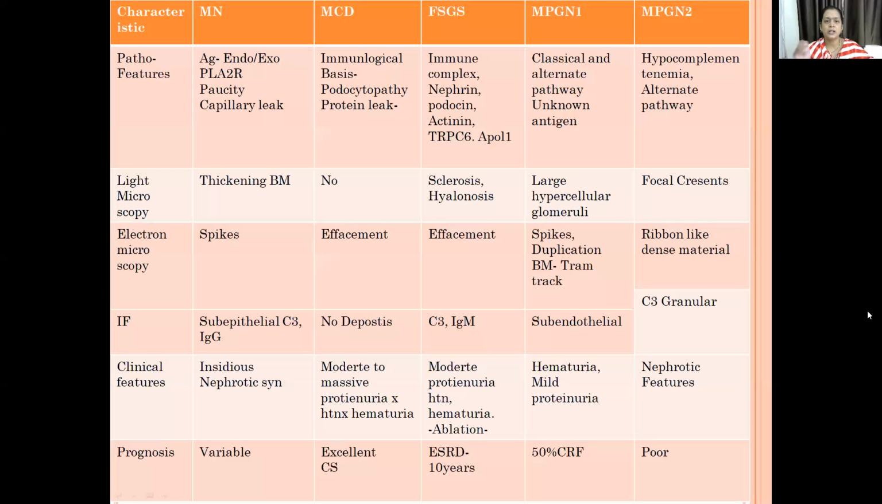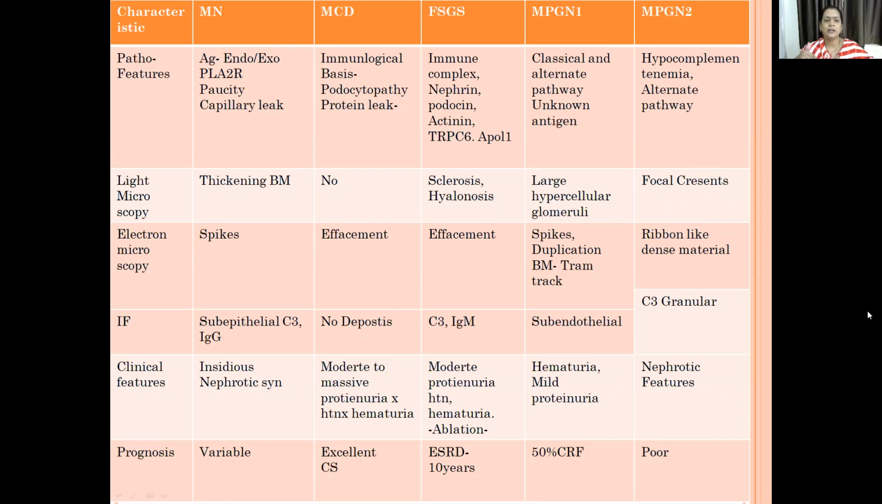There is an adult variant of the minimal change disease, which is rare. The focal segmental glomerulosclerosis, the age group involved can be both children and adults. MPGN 1 and 2 are usually seen in the age group of children, young adults and adolescents.